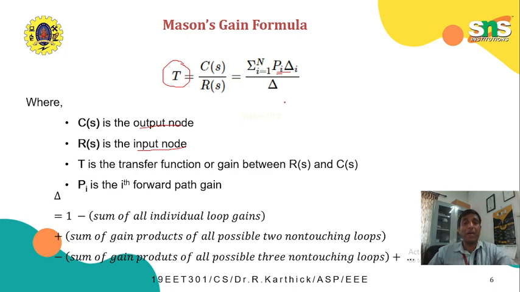and Pi over here represents the forward path gain. Okay, so it is the forward path. So this i is nothing but the number of forward paths. This we will discuss while we are solving the problems.